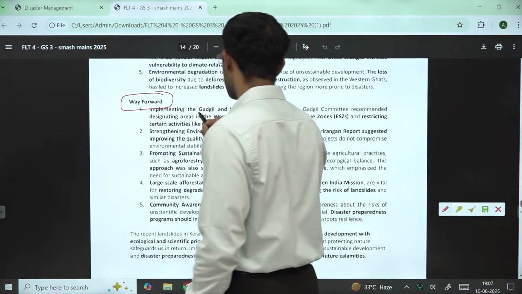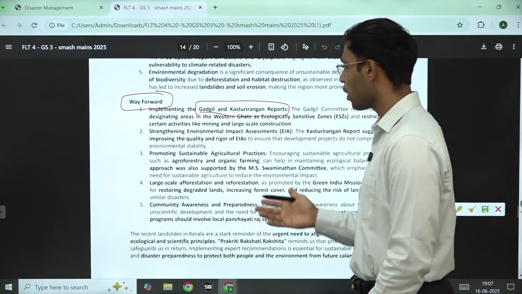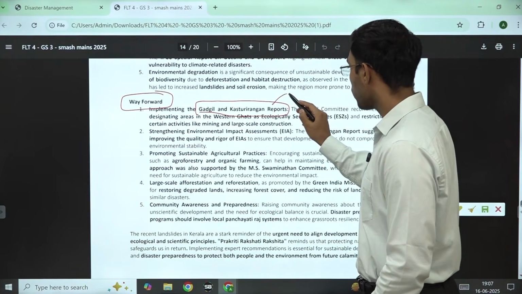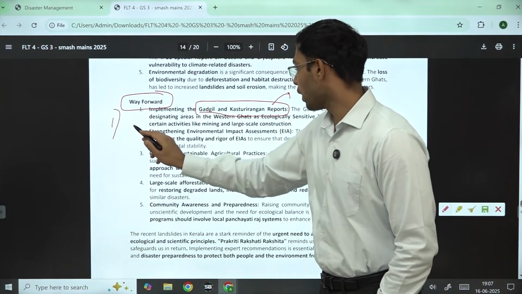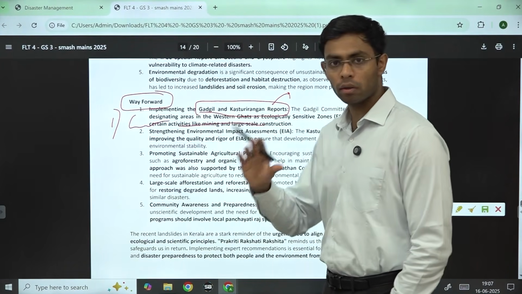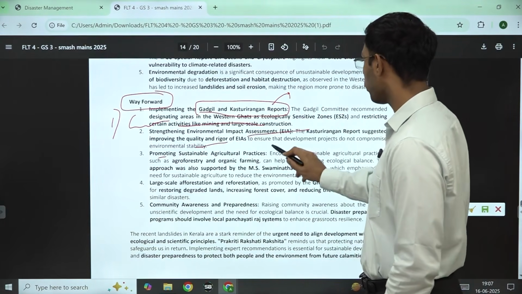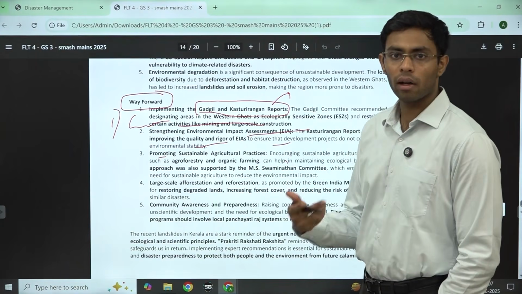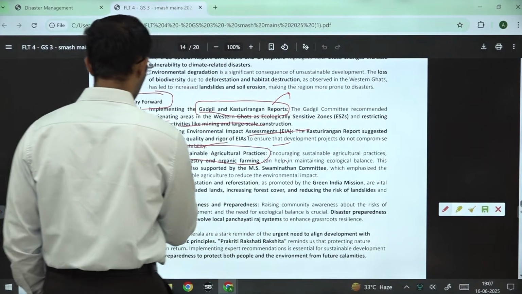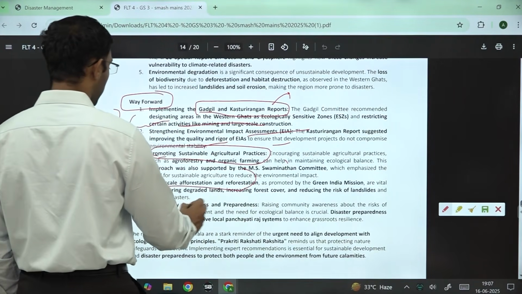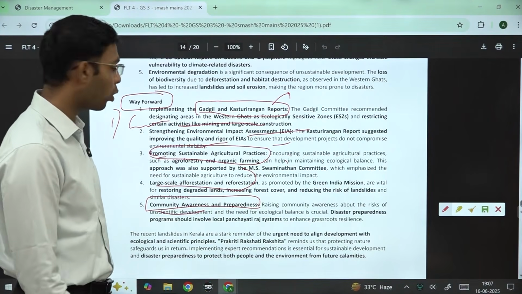Box this, right? This is excellent. Gadgil and Kasturirangan committee, very relevant to the Western Ghats, and Kerala, as you know, is part of that. So these committee reports are exceptionally important. In fact, if I had to do something, I would just write way forward. One, I would write Gadgil committee report and write whole 3-4 points on what they have said. Then Kasturirangan committee report, and I would write again 4-5 points on this. And then I would give the more general answers on the way forward, like promoting sustainable agriculture practices, large scale afforestation, community awareness and preparedness is going to be very important, because this is something that we're going to do at the ground level, right?